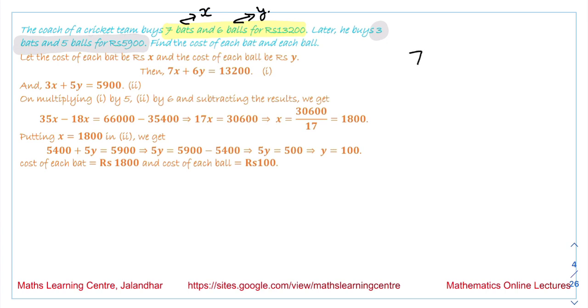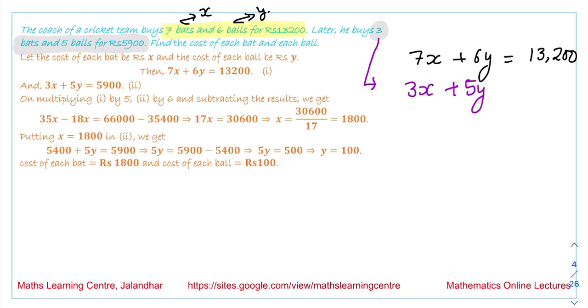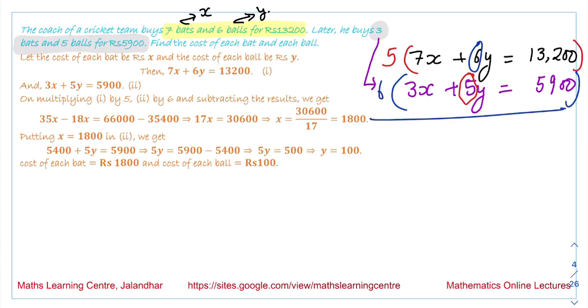Then the two equations we have are 7x plus 6y equal to 13,200, from the first part. From the second, we have the equation 3x, for bats, and 5y, the cost of balls, equal to 5,900. So what we are going to do now is multiply the first equation with 5, and the second equation with 6, and we are going to subtract these equations.